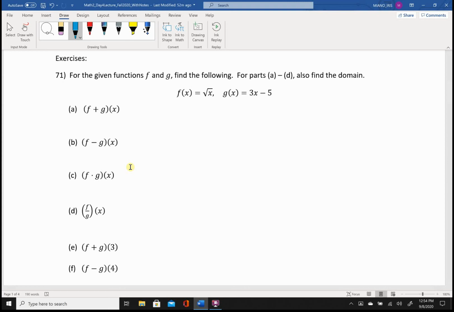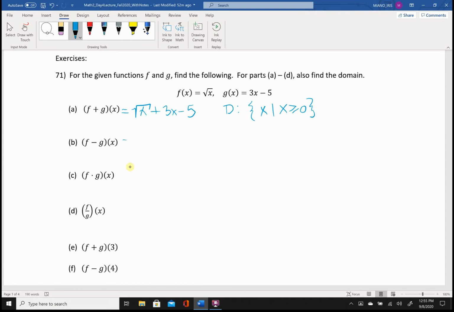So starting with A, let's go ahead and add f and g together, which is just take your f of x, the square root of x, and add g of x, which is 3x minus 5. And notice that none of these three terms are like terms, so we actually can't combine anything at this point, but we can talk about the domain, which is going to be simply x such that x has to be greater than or equal to 0 by virtue of this incorporation of the square root of x there, okay?